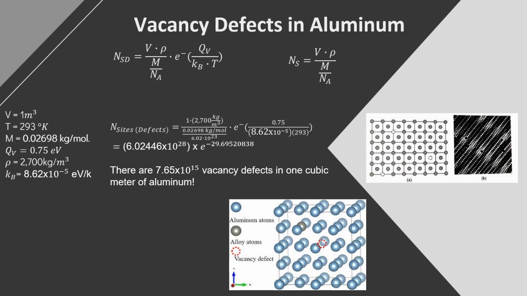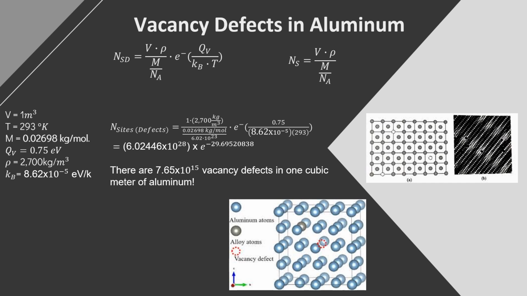So to find the total number of sites, that is the volume of aluminum, which is 1 meter cubed, times the density of our metal, that being 2,700 kilograms per meter cubed. That's over another fraction, being the mass of aluminum, 0.02698 kilogram per mole, over Avogadro's number. To find the amount of sites with defects, we multiply that by e to the negative activation energy of 0.75 electron volts over Boltzmann constant times our temperature.